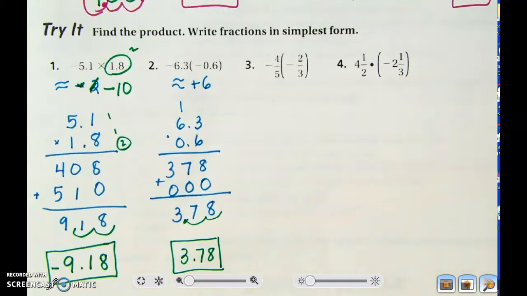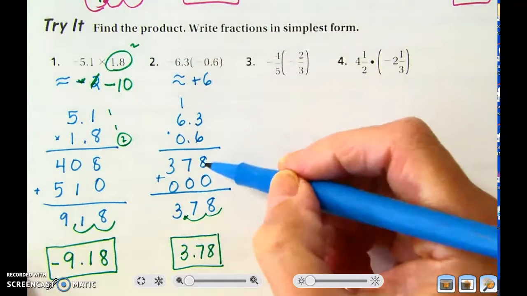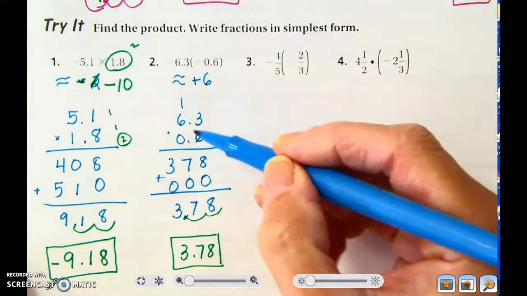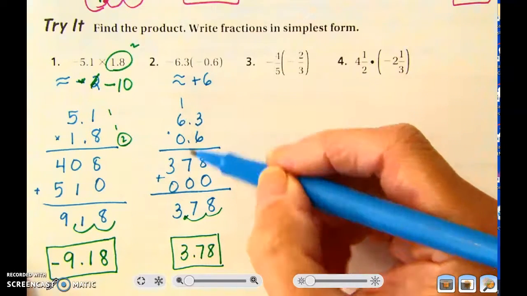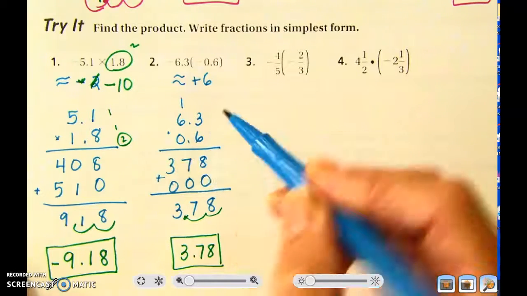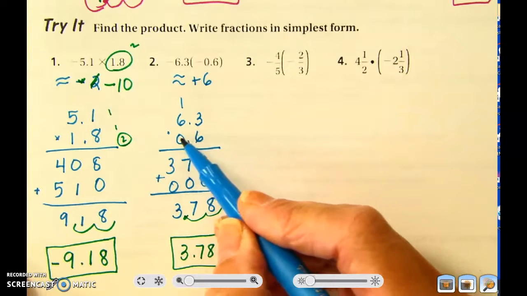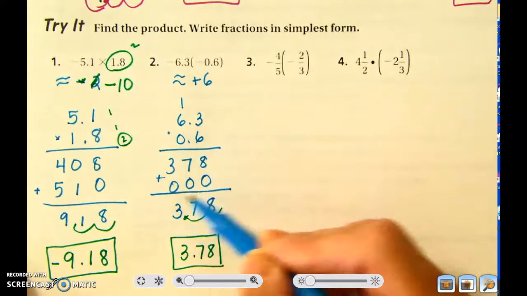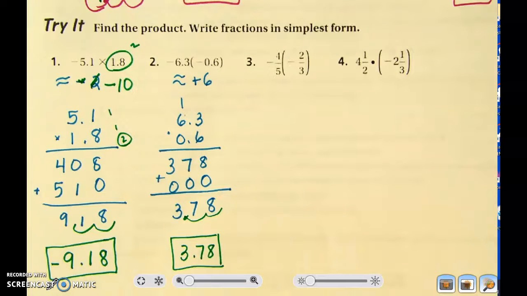All right, that's a little bit off of my estimate, so I'm going to double check my work. 6 times 3 is 18. I carry the 1. 6 times 6 is 36, plus 1, 7, and 3. And now I'm on the 1's place here. 0 times 3, 0 times 6. Okay, I think we're good to go.